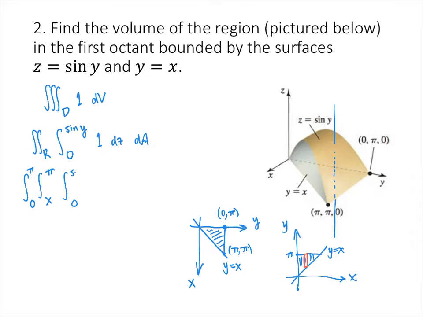We still have our innermost integral of our triple integral, and now we're integrating 1 dz dy dx. Now we, of course, have to do this integral. So we integrate with respect to z. That's going to give us z. The antiderivative of 1 is z, evaluated from 0 to sine y, dy dx.